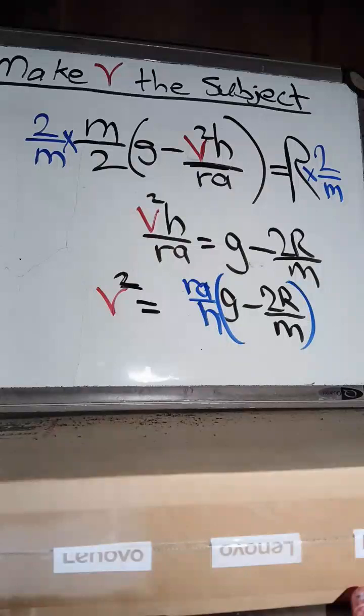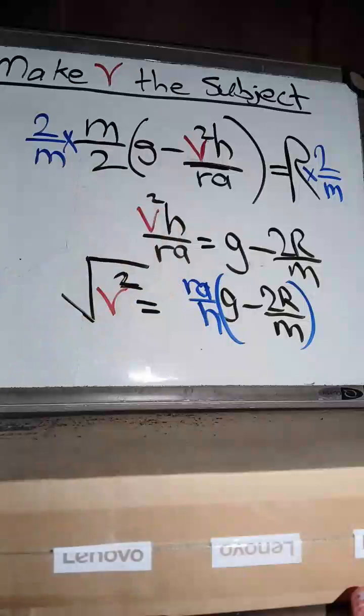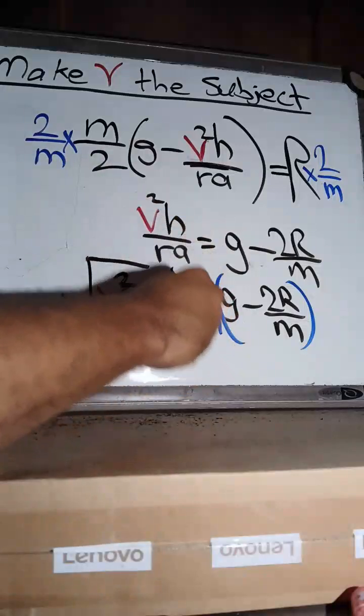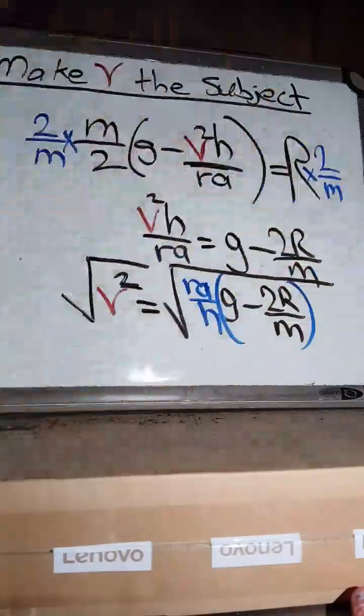Again, if you want to get rid of something raised to the 3, you raise it to 1 over 3. Get rid of something raised to the 4, you raise it to the 1 over 4. So, if it's raised to the 2, you raise it to 1 over 2. And the square root sign is raising the index to 1 over 2. So we're going to put the square root over here and the square root over everything right there.